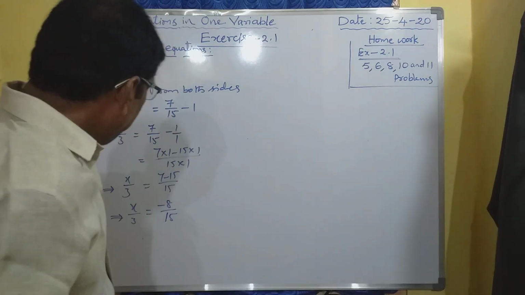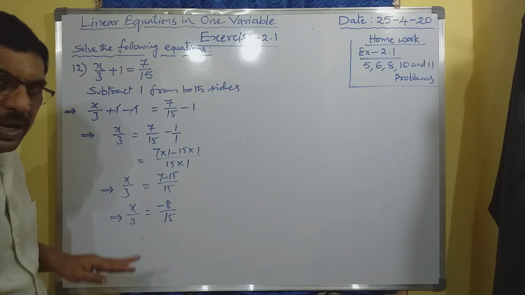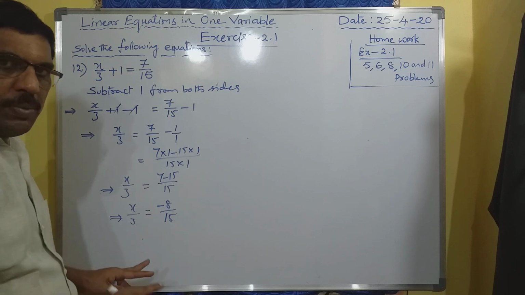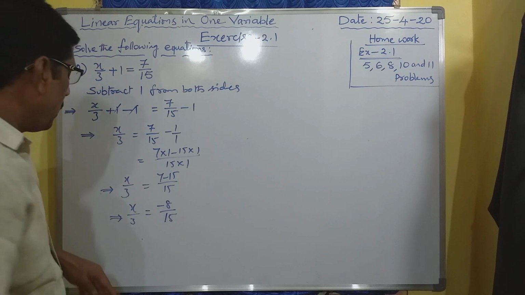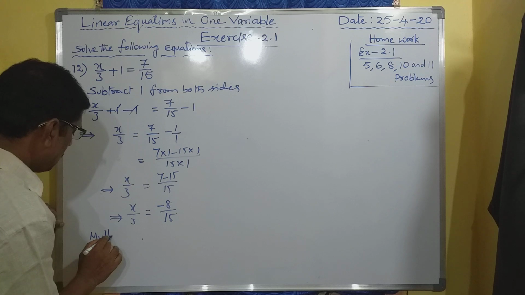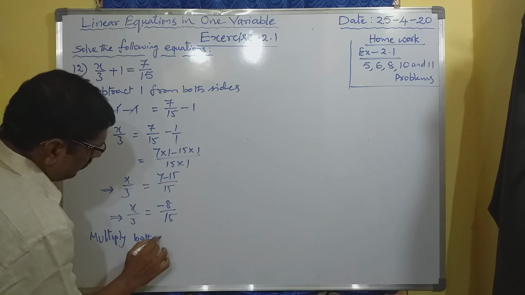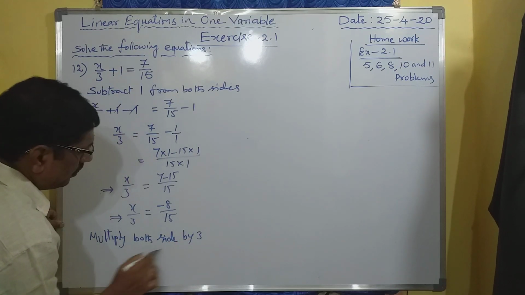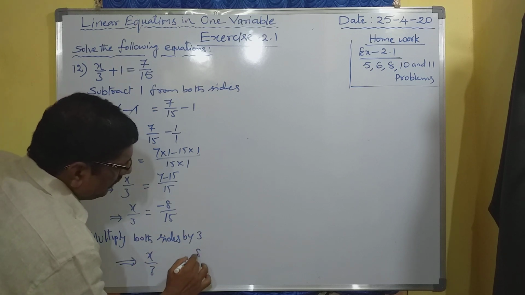Here 3 is dividing x. So what do we have to do? We need to multiply in order to cancel 3 from the denominator. That should be done on both sides so that the balance will not be disturbed. So multiply both sides by 3. Then what will you get? x by 3 is equal to minus 8 by 15.